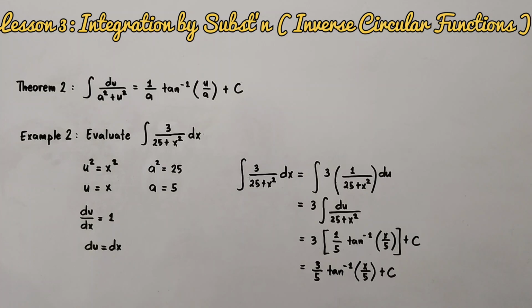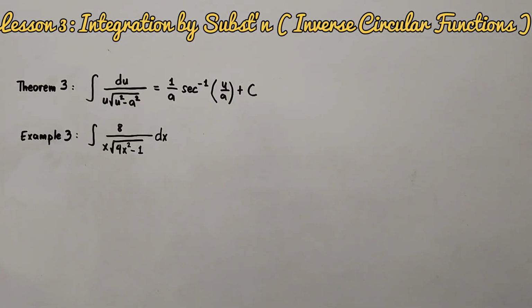Since 3 is a constant, then we will get 3 out of the integral sign. That becomes 3 the integral of du over 25 plus x squared. This is now in the form of theorem number 2. We will apply the formula 1 over a arctan u over a plus c. So we have 3 times 1 over our a is 5, so we have 1/5 arctan. Our u is x and our a is 5, so we have x over 5 plus c. Multiply 3 and 1/5, so we have 3/5 arctan x over 5 plus c.